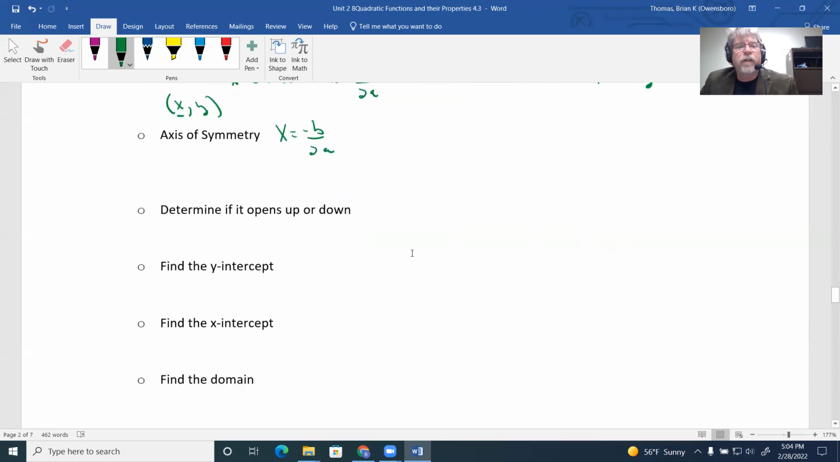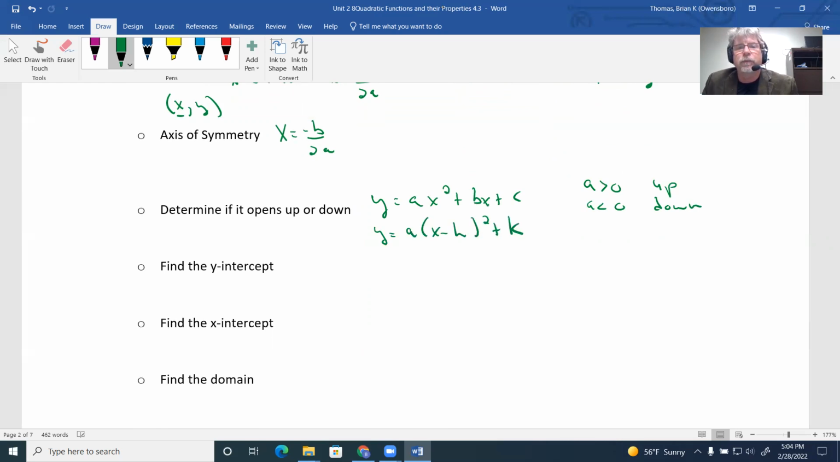From there, we have to determine if the graph opens up or down. Remember, if we have the equation y equals ax squared plus bx plus c, if a is greater than 0, it opens up. If a is less than 0, the graph is going to open down. So if a is negative, it opens down. If we have the form y equals a times x minus h squared plus k, notice again it's the same thing.